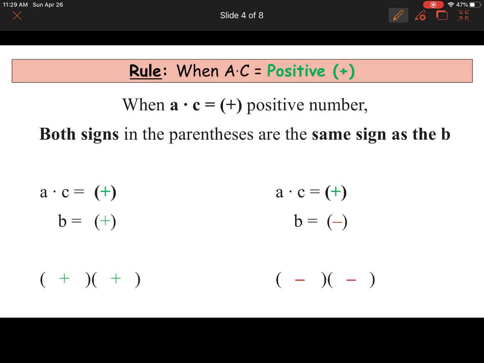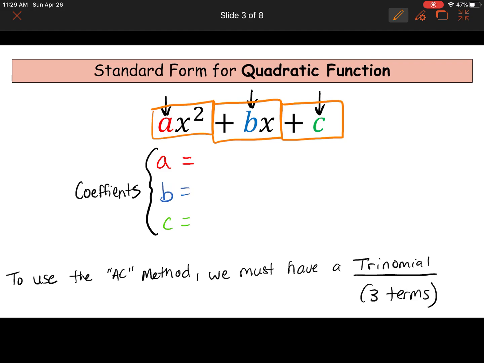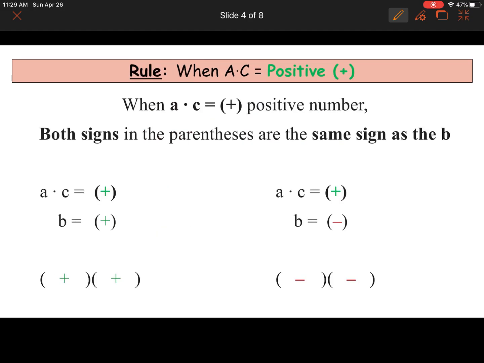So here's the first rule. When we say AC, we mean A times C. When A times C is positive, when we take our A and multiply it by C and our AC is a positive number, both signs in the parentheses are the same sign as the B.